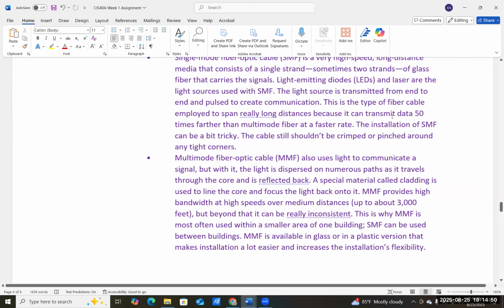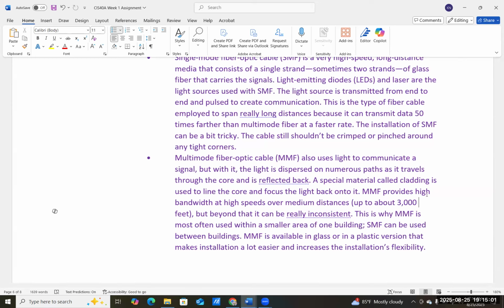So that's basically the summary of that. You can find this in the notes if you want. So it can go up to 3,000 feet. This is why when you go from one building to the next, you should use fiber. Some old school places say use coaxial, but ideally you should use fiber. So if I go from one floor to the next floor, what kind of cable should I use?